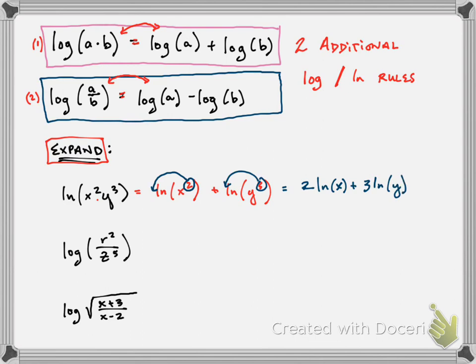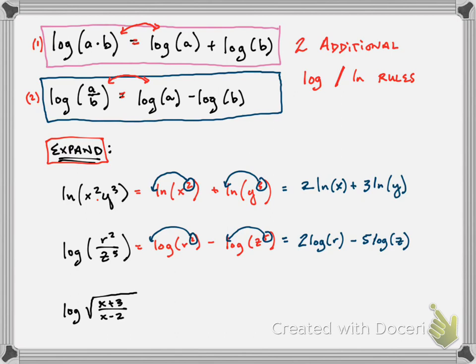Second example, we want to expand again, and the goal is to expand, in this case, a quotient. I'll start by rewriting this as the log of r squared subtract the log of z to the 5th. Once again, we can pull our exponents 2 and 5 out in front of each respective logarithm, and fully expanded form then would be 2 times the log of r subtract 5 times the log of z.